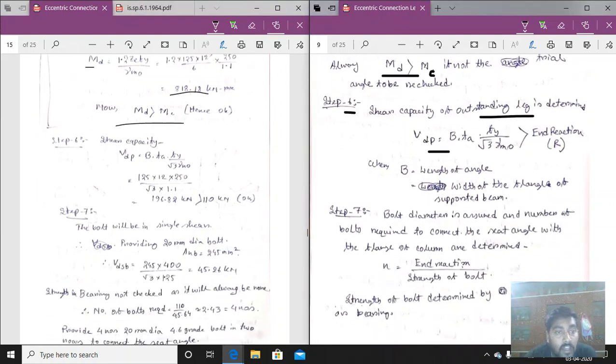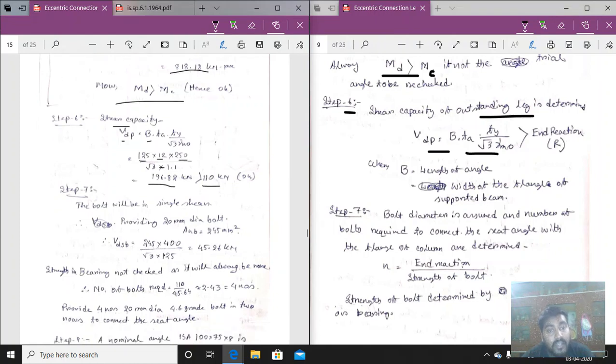So shear capacity is Vdp, that is that formula. So beta b into t, b is equal to 125, t is equal to thickness of the angle, that is 12. Putting 250 over gamma m0, 196.82, that is greater than 110 kilonewton, hence okay.